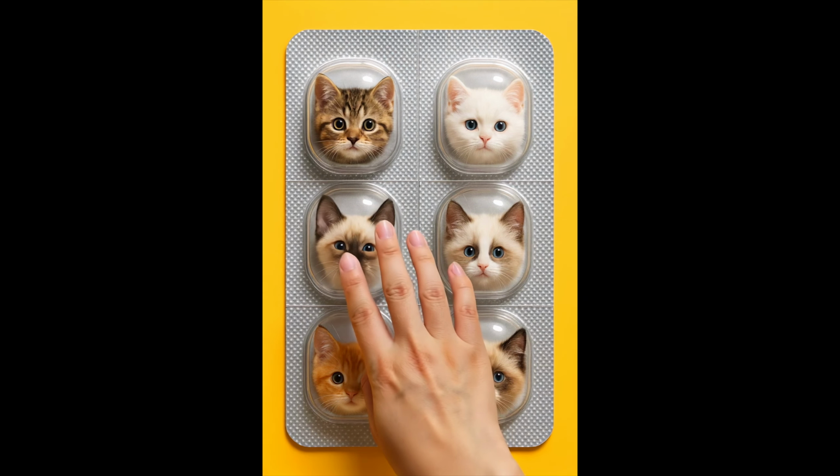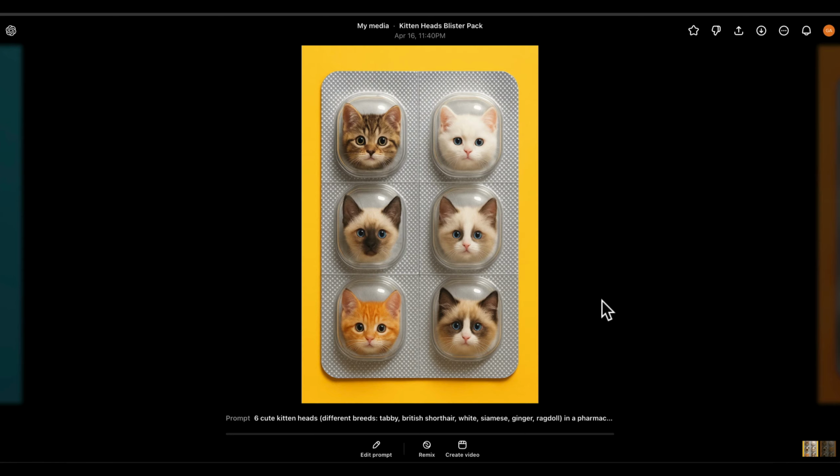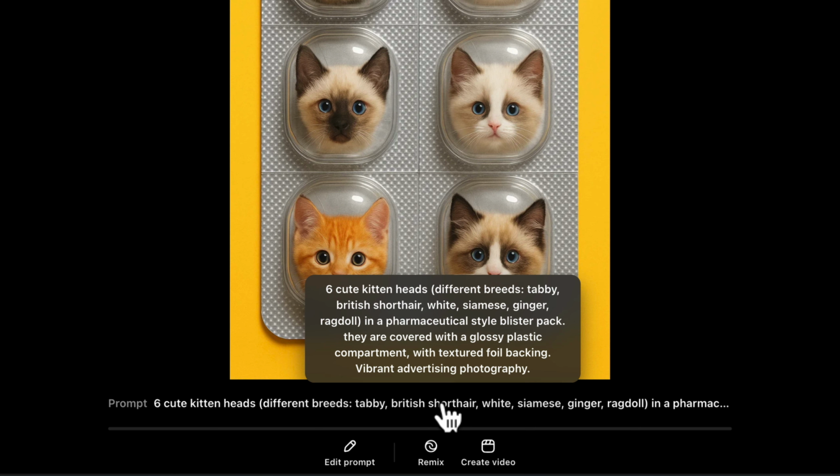So I started in Sora generating this image using GPT-4o. You could do this in ChatGPT just as easily with the same prompt. So here's the prompt at the bottom. I'm just going to bring it up on the screen, but I will put it in the description below so you can check it out for yourself.